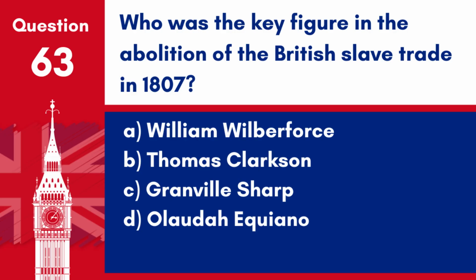Question 63. Who was the key figure in the abolition of the British slave trade in 1807? A. William Wilberforce. B. Thomas Clarkson. C. Granville Sharp. D. Olaudah Equiano.